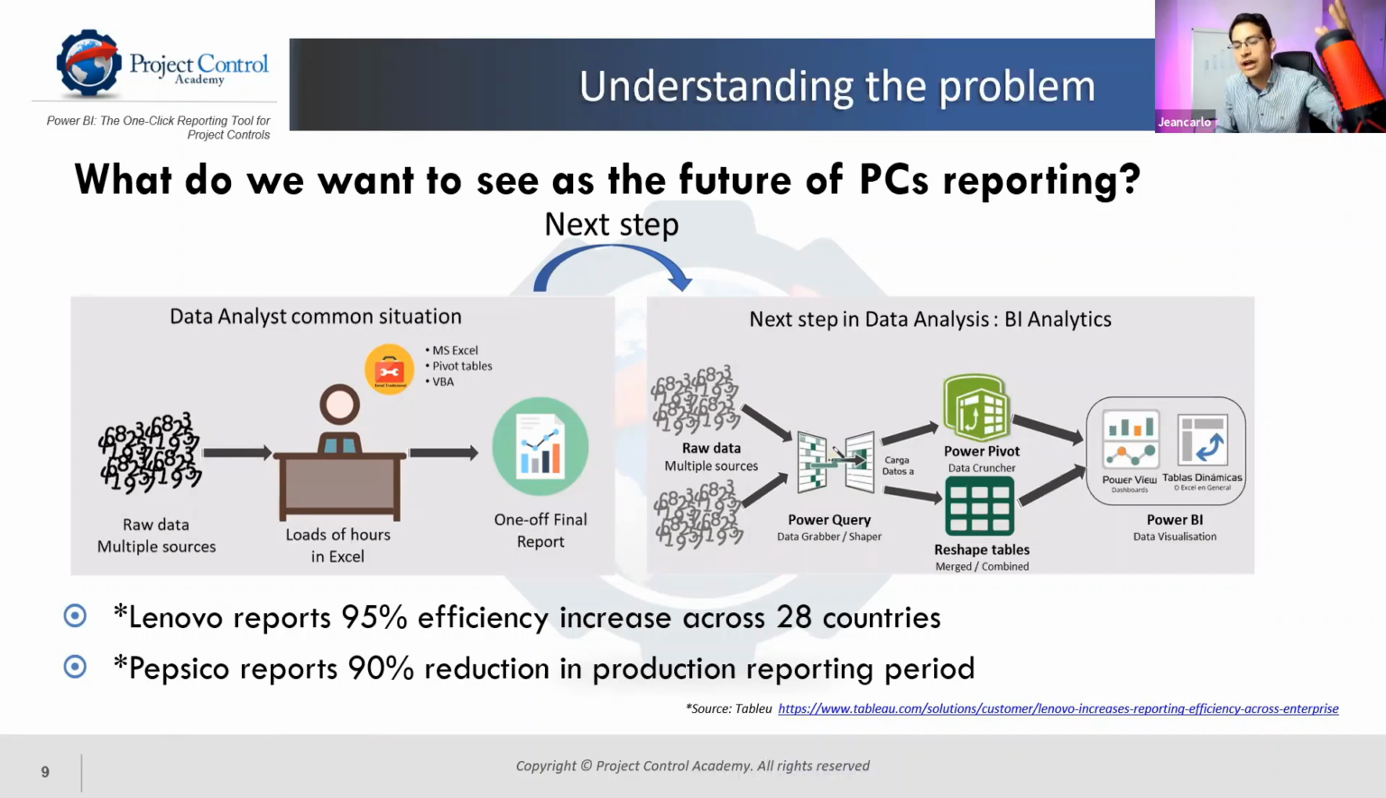For example, Lenovo has reported a 95% efficiency increase just because they are using business intelligence tools. And from a different industry, PepsiCo has reported that they have reduced the time they spend on reporting production by at least 90%. So it's a 90% reduction in the time they spend preparing reports. And that's incredible. If you translate that into money, the amount you can save, because you will need fewer people to produce reports, and you will have more time to actually understand, assess, analyze, and take action from your data, okay?